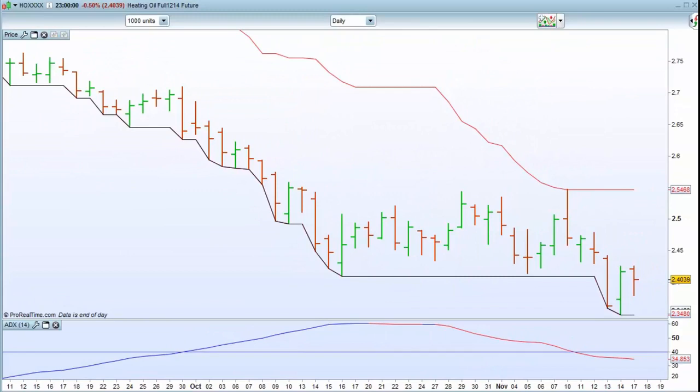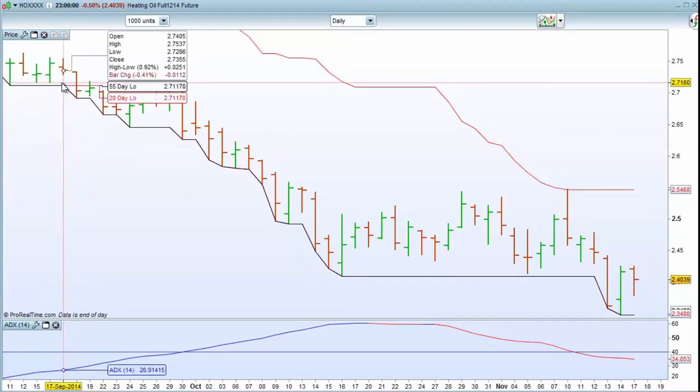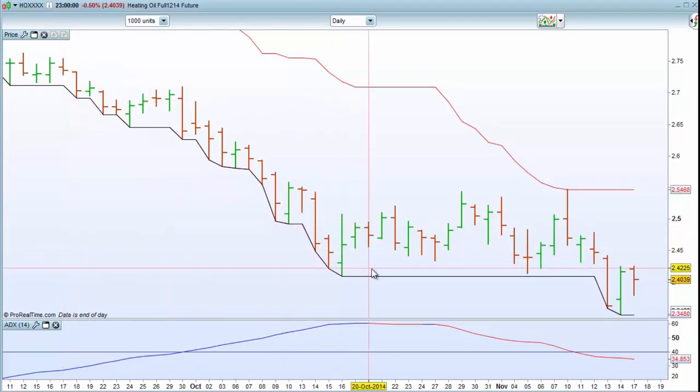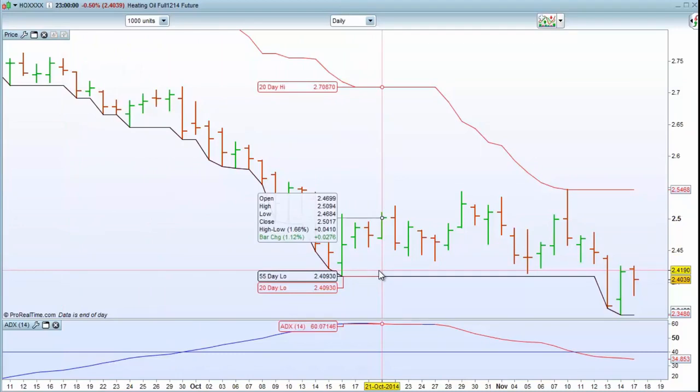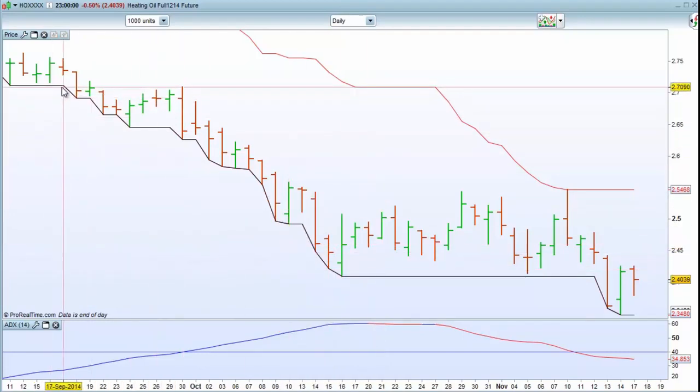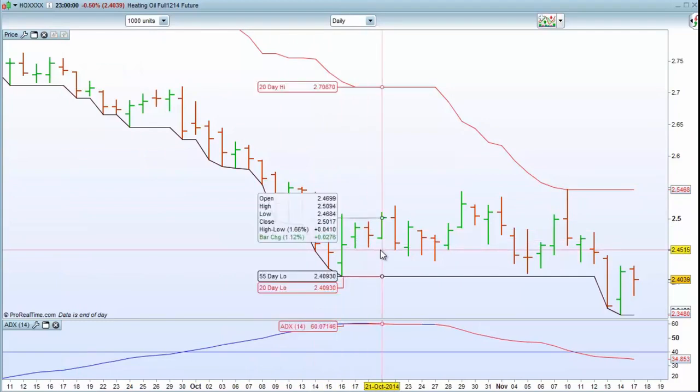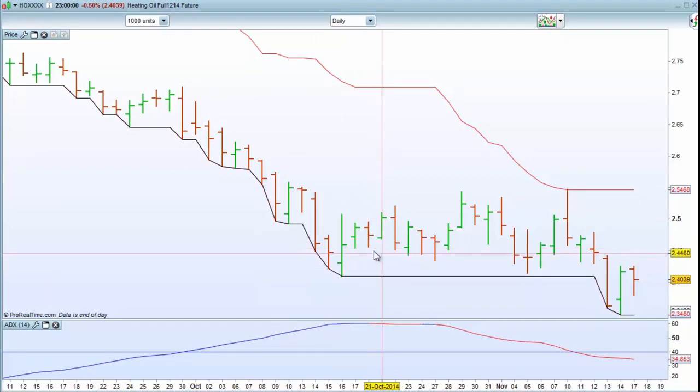So remember, we said we entered on the break of this low, which was 2.7117. That's where we got short. And then we bought back that short position on this day at the close at 2.5017. Now remember, to calculate that, we take the breakout level, which was 2.7112, because don't forget the cushion, and then we exited at 2.5017. Now that's a really good move there in heating oil futures.